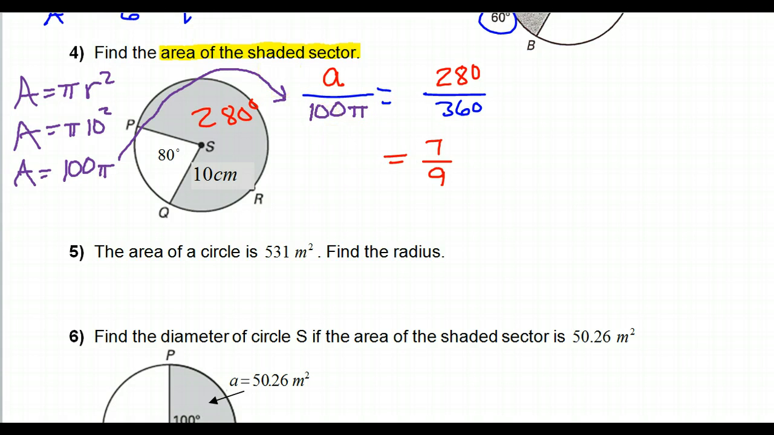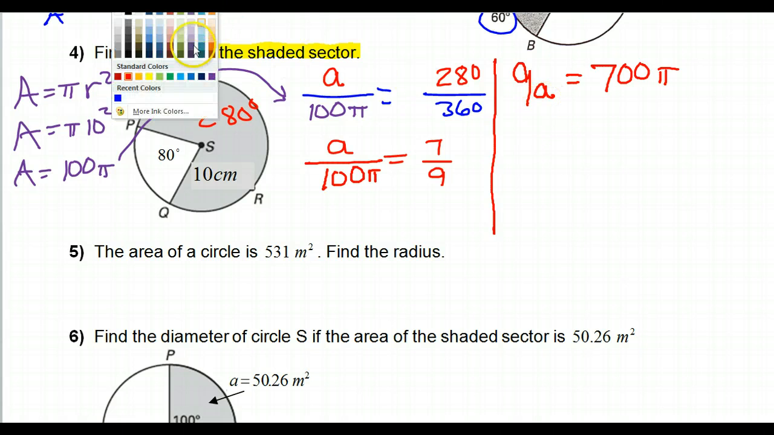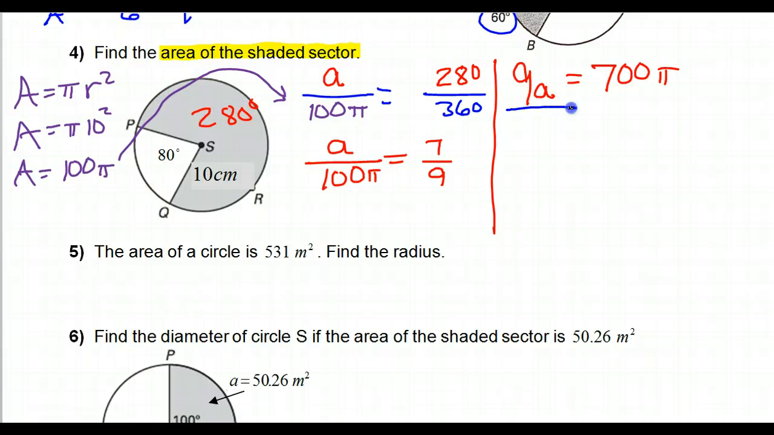Okay, so I've still got that now. So I've got A over 100 pi. Time to cross multiply. 9 times A. Alright, so let's put it over here. 9 times A is 9A. And then 7 times 100, of course, is 700. Please don't leave off the pi. Some kids do that. So to finally get that A, I just need to divide by 9 on both sides.